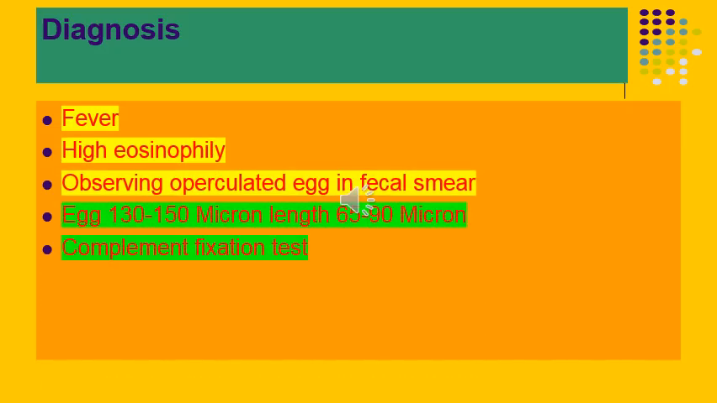The diagnosis of the infection depends on fever, high eosinophilia, observing operculated egg in fecal smear, which the size of egg is 130 to 150 micron length and 65 to 90 micron wide. And the next test is complement fixation test, which can tell us that the patient is infected by Fasciola hepatica.